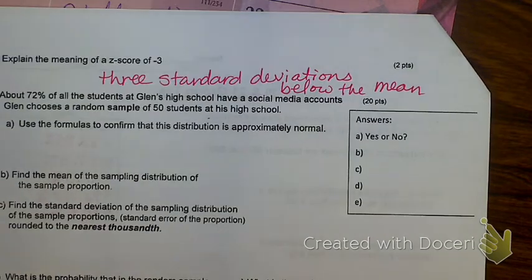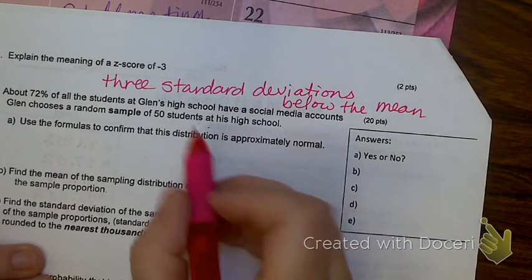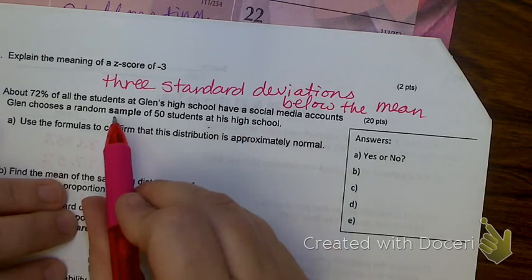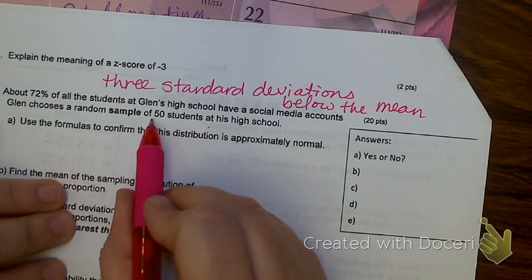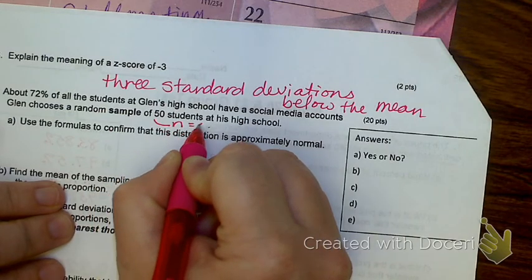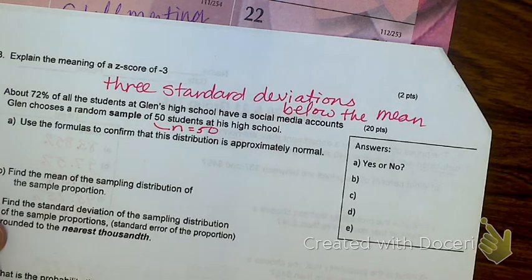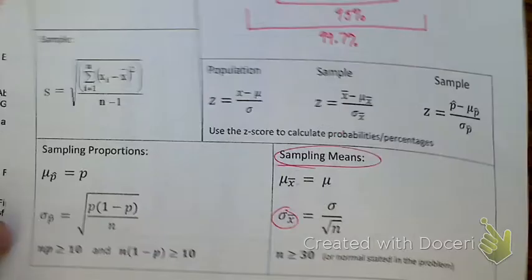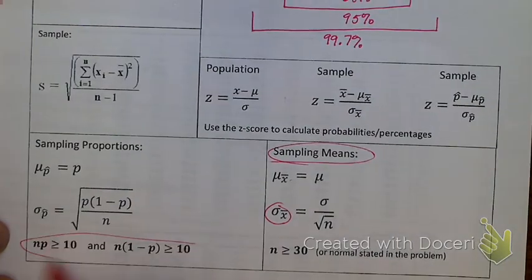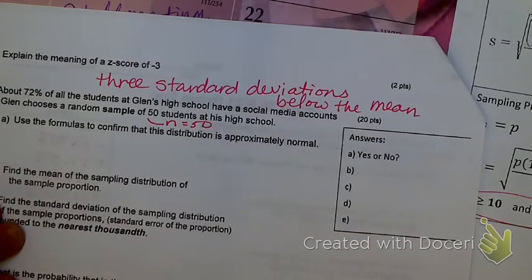All right, about 72% of all the students at Glenn's high school have a social media account. Glenn chooses a random sample of 50 students, that's my n value, at his high school. Use the formulas to confirm that this distribution is approximately normal. Using the formulas to confirm, that's these guys right there. Remember, we had to show that both of them were greater than or equal to 10.